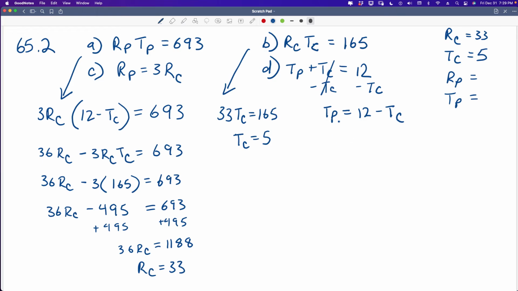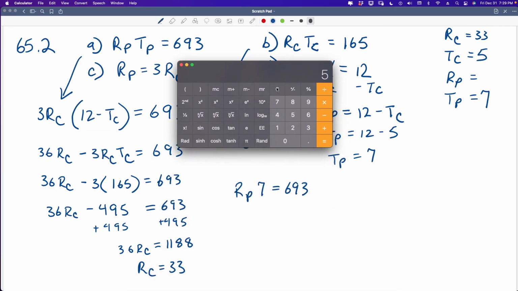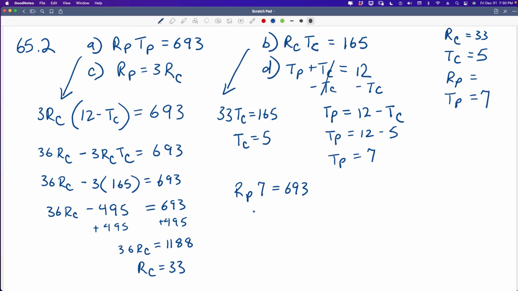All right, so now I can solve for TP. TP is equal to 12 minus 5. TP is equal to 7. So now that I have that, I can solve for RP. RP times TP, which is 7, equals 693. So all I have to do is divide 693 by 7, 99. RP is equal to 99.